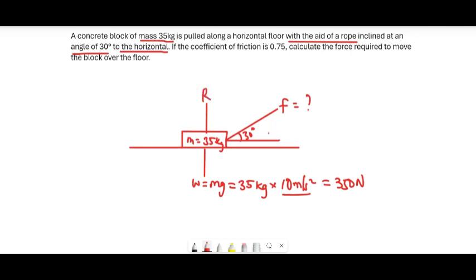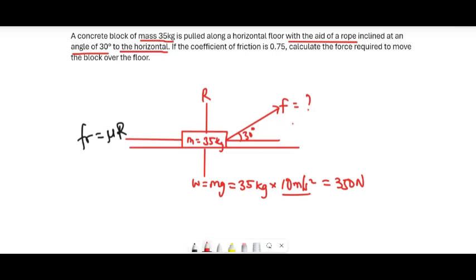Don't forget that if the force dragging the object at an angle of 30 degrees is towards this area, then your frictional force would be Fr, and it must be opposite it. And don't forget, your frictional force is always equal to mu R. Now, this question cannot just be solved this way because your force is inclined.